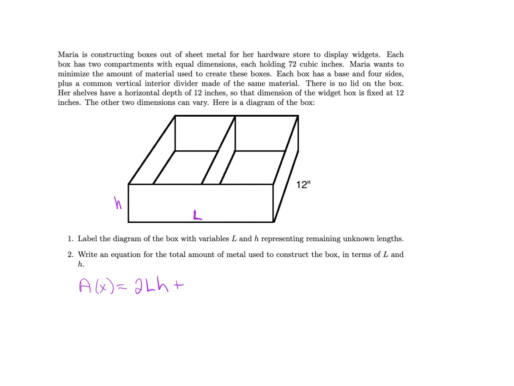Then I have 3 pieces that are this one, and this one that are 12 by H. So I have 3 12H pieces. And then finally I have the bottom of the box, the base, which is L by 12. That's the bottom of the box. Okay, quick simplification would make this 2LH plus 36H plus 12L.